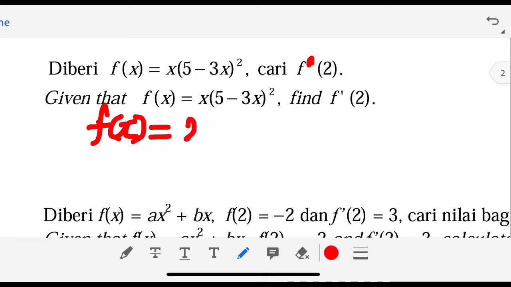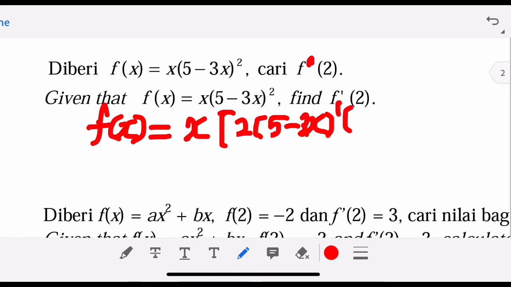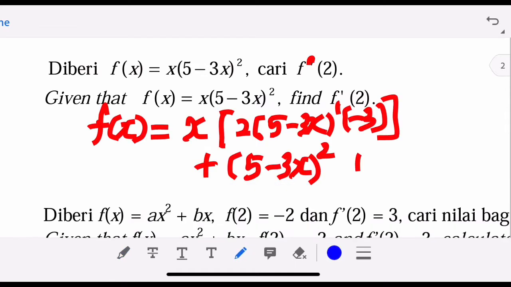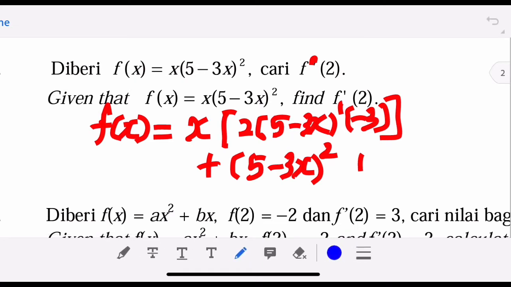Okay, I will differentiate the 2, bring down (5 minus 3x), remember? Then differentiate the inside of the bracket. Then plus (5 minus 3x) squared, and differentiate the x, you will get 1. Remember, the method to do is we call it DOOD. That means you differentiate one and you fix the other, you don't differentiate it, right? So it's actually rotating the differentiation, right?